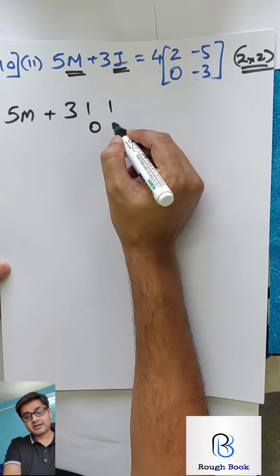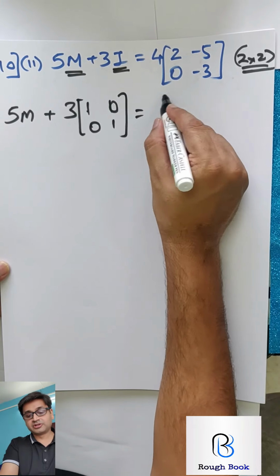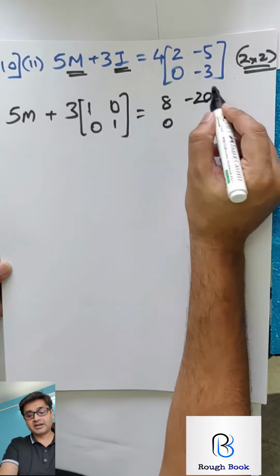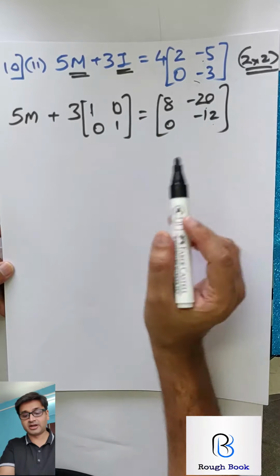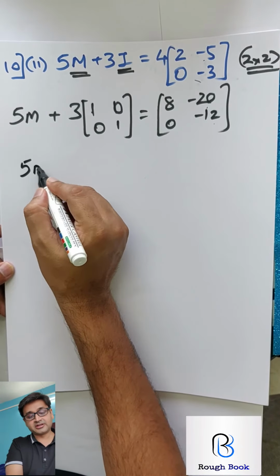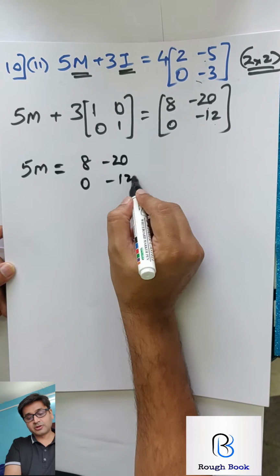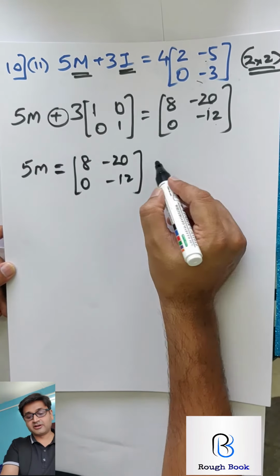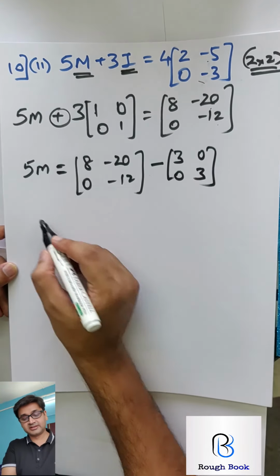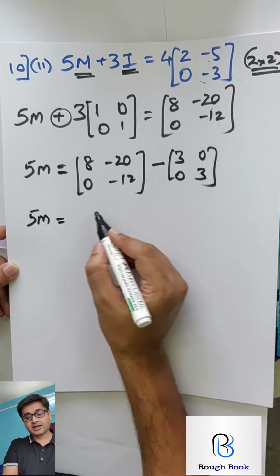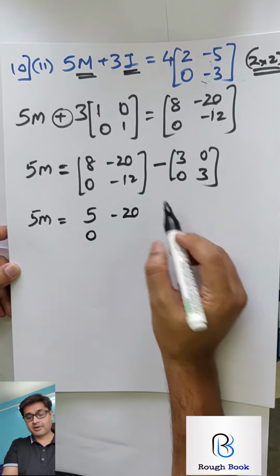So 3I, no copying, cheaters. It should be 1 0 0 1. 4 2s are 8, 0, minus 20, minus 12. Have I done this correct? 8, 0, minus 20, minus 12. Pushing 3 also inside. So 5m is equal to 8, 0, minus 20, minus 12. And this plus sign going on the other side becomes minus. 3 also I am pushing it inside. So I get this.